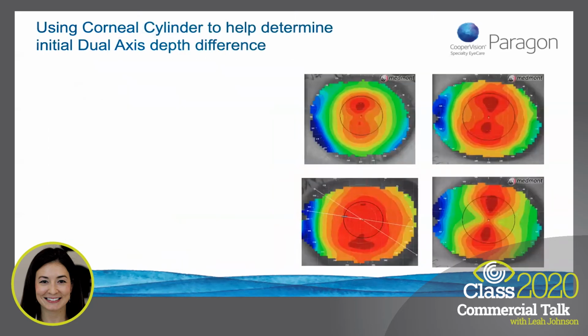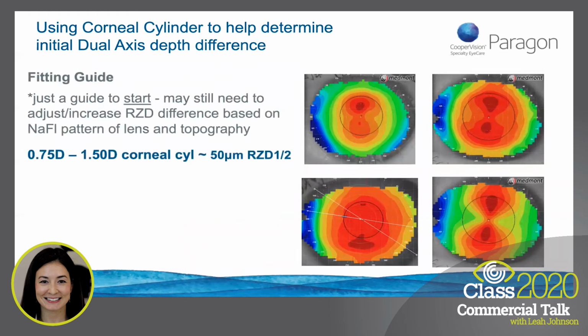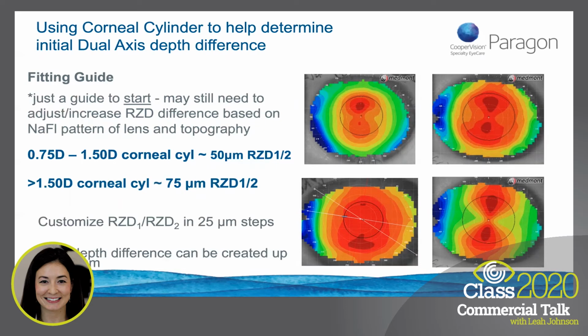So when should we use a CRT dual-axis lens? I'd refer to the amount of toricity on the cornea. For corneas with 3/4 of a diopter or more difference between the flat and the steep K, we want to start off using a 50 micron depth difference lens between RZD1 and RZD2. For a cornea with greater than a diopter and a half of corneal toricity, you'd want to start with at least 75 microns of depth difference. You can customize CRT dual-axis lenses in 25 micron steps between the RZD1 and RZD2, and lens depth differences can be created up to 200 microns.